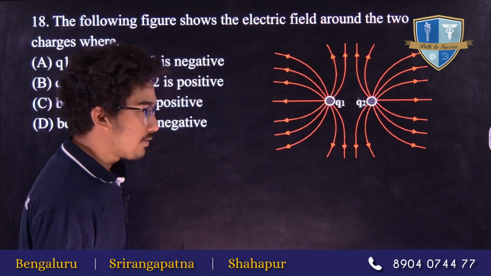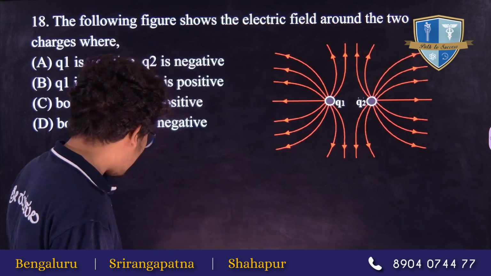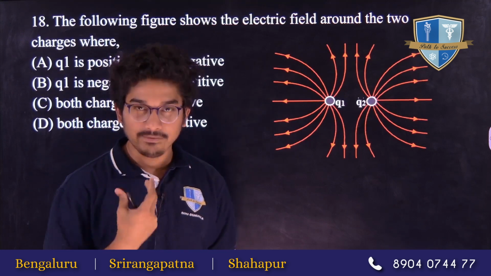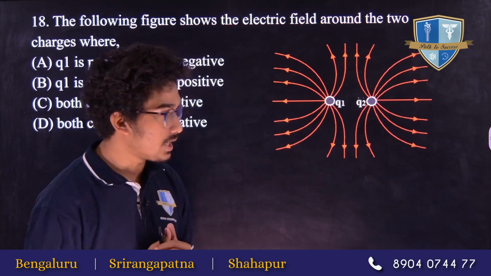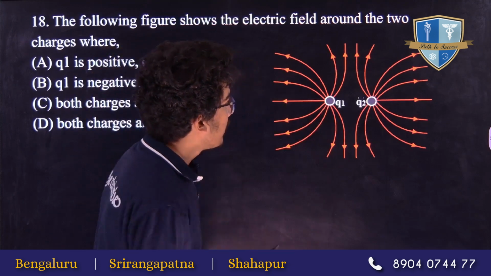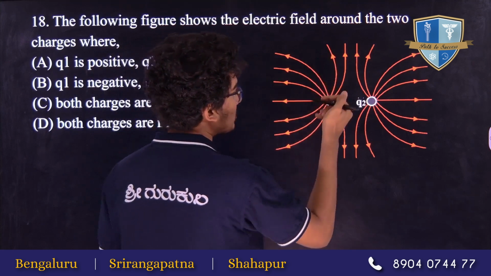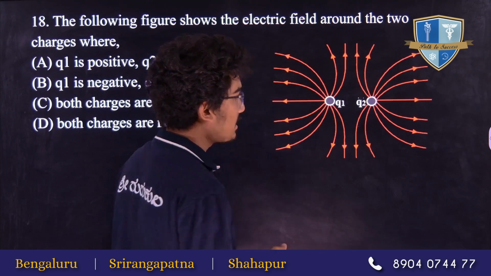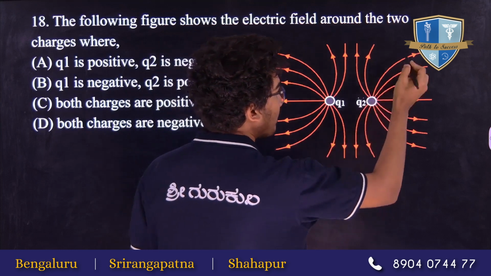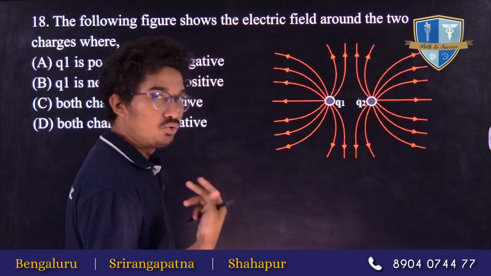So let's see. We know the properties for a positive charge and a negative charge: the electric field line emerges from the positive charge and terminates into the negative charge. So let's observe the charge Q1 and the electric field lines due to Q1. See, it is coming out of Q1. That means Q1 is a positive charge. And see, for Q2 it is again coming out of Q2. So Q2 is also a positive charge.